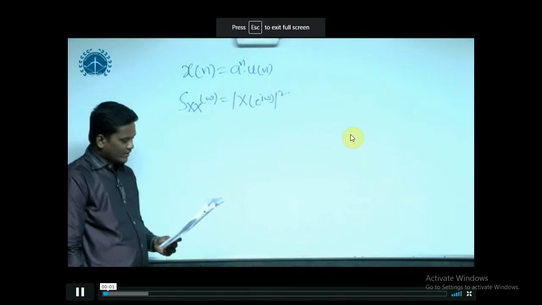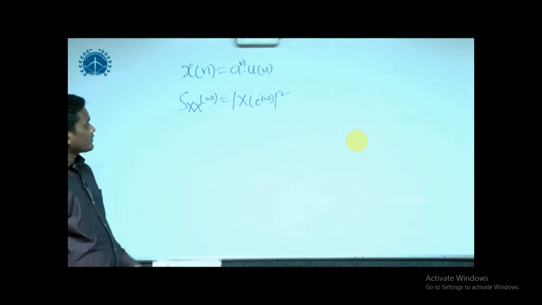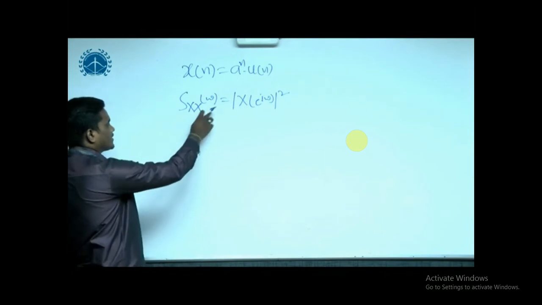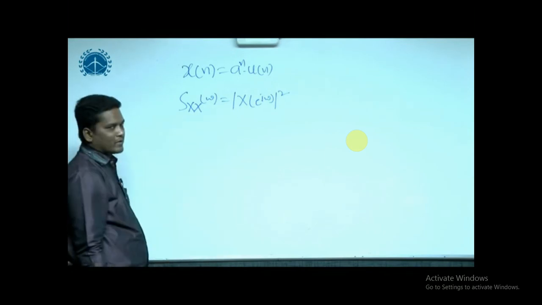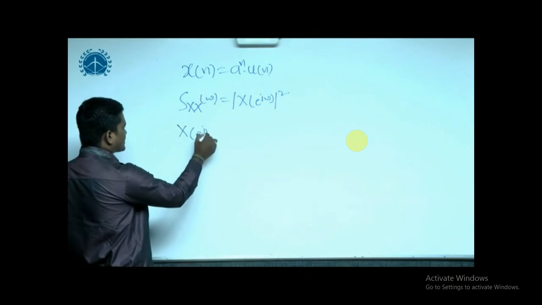The question is, what is the energy density spectrum value of x of n equals a power n into u of n? We know that the energy density spectrum Sxx of omega is mod of X of e power j omega, whole square. So what is X of e power j omega?